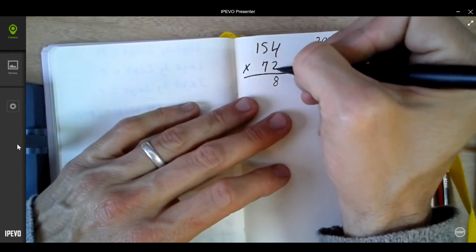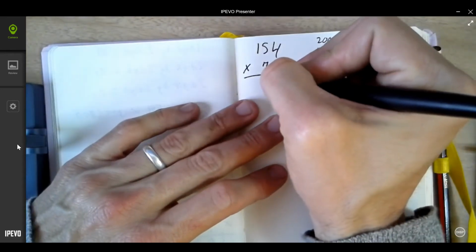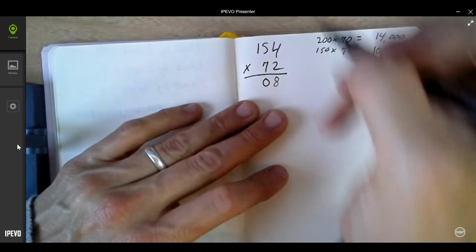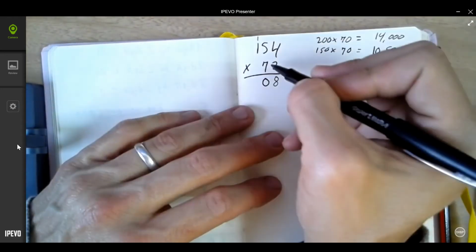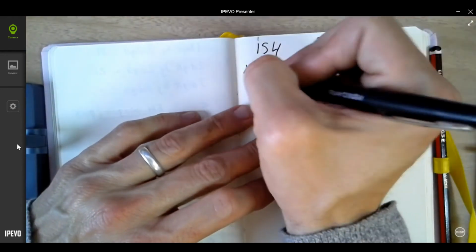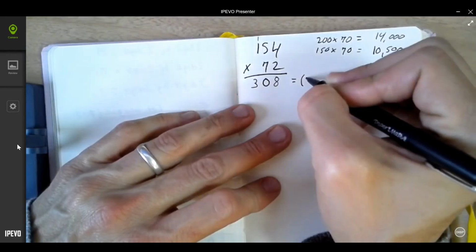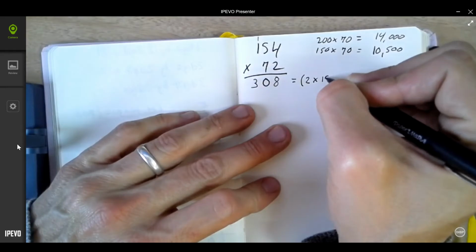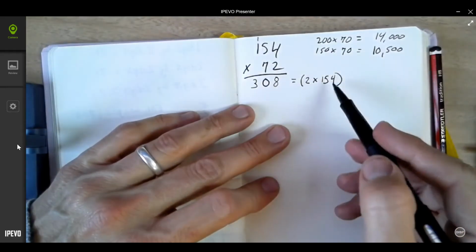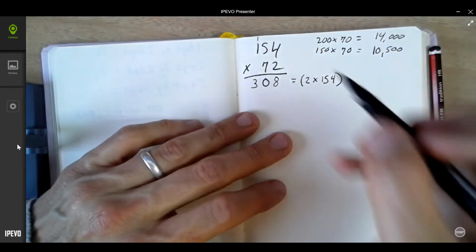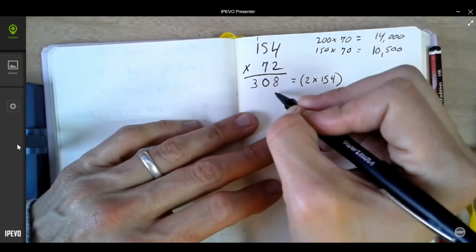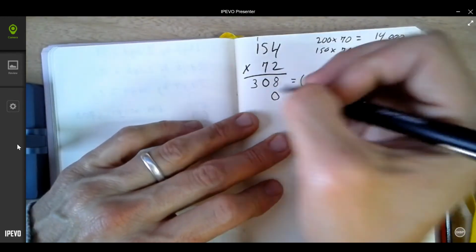Okay, so 2 times 4 is 8, 2 times 5 is 10. I have to put my 0 down and my 1 up. 2 times 1 is 2, plus 1 is 3. So again, this line is equal to 2 times 154, which looks right, 308. And again, I move down. This is 70, so I got to put that 0. 7 times 4 is 28.